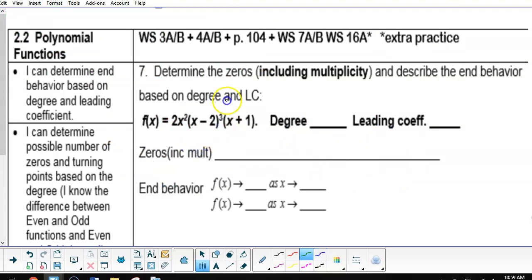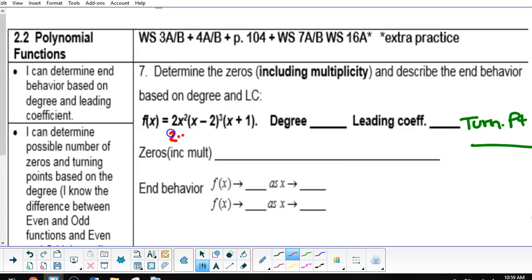This is new stuff that we have not quizzed on yet. It says determine the zeros, including multiplicity, and describe the end behavior. And I think the quiz asks about turning points as well. Oh, no, not on this question, maybe. No, maybe it does. I don't know. I'm going to pretend it does, okay? So, we got to figure out the degree of this disaster.